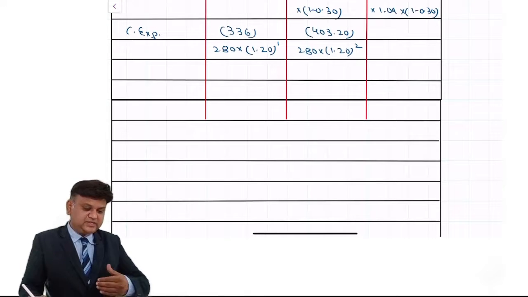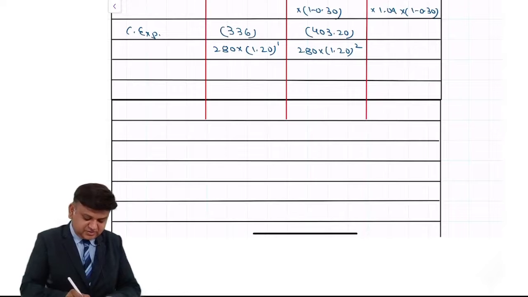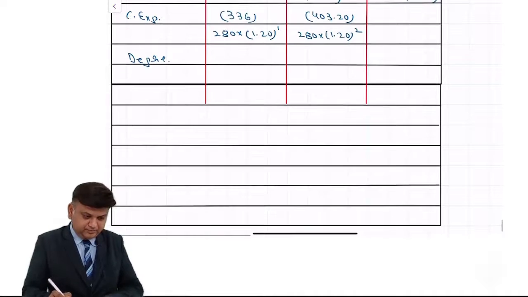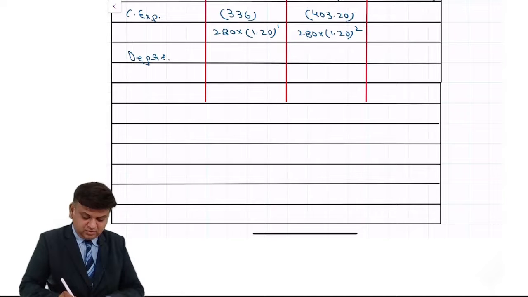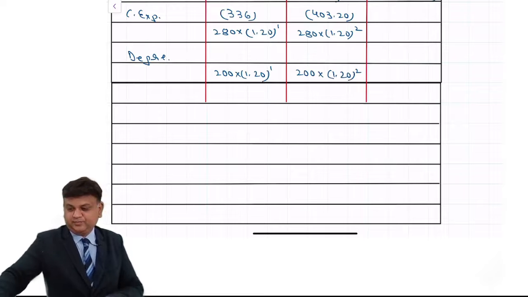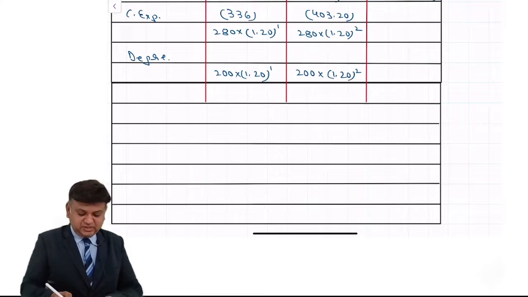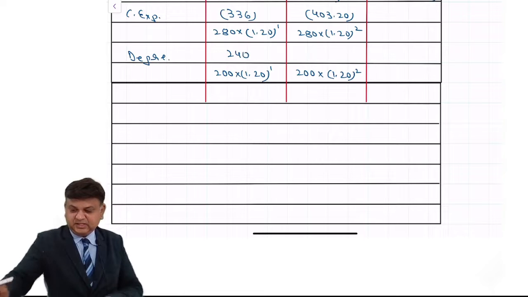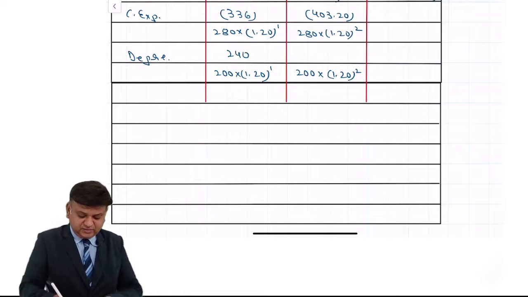Then we understand that there is depreciation cash inflow. It is 200 crore into 1.20 raised to 1, and again 200 crore into 1.20 raised to 2. So for the first year it is 240 as inflow. For the second year it is 288, again a cash inflow.